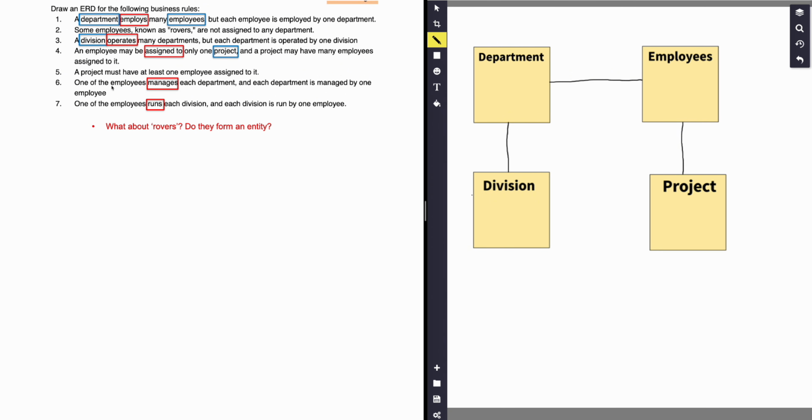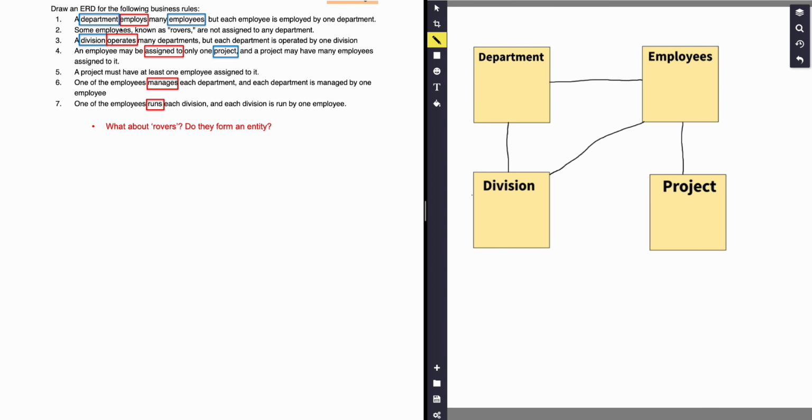That's all right. One of the employees manages each department, and each department is managed by only one employee. One of the employees runs each division. So this is going to be a connection there. So one of the employees runs each division, and each division is run by one employee. So let's just put the connection there. So this is sort of what it'll look like, okay?